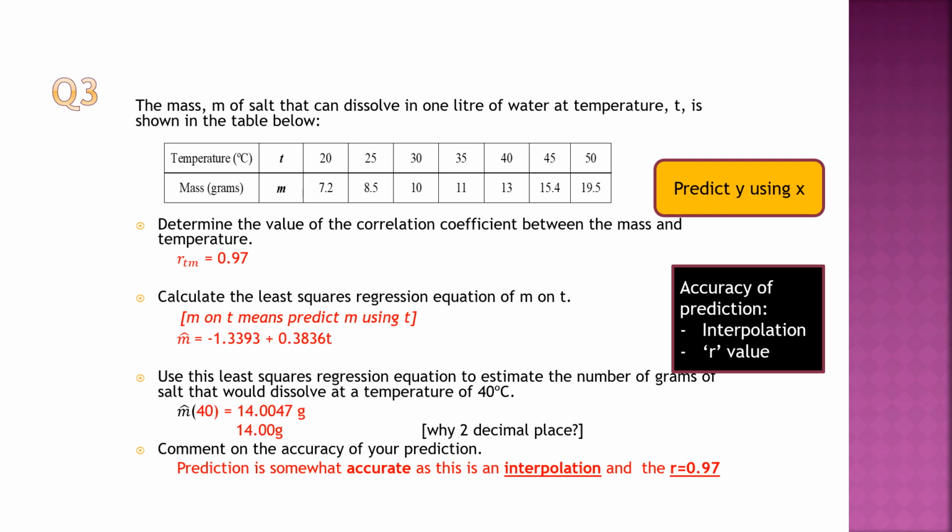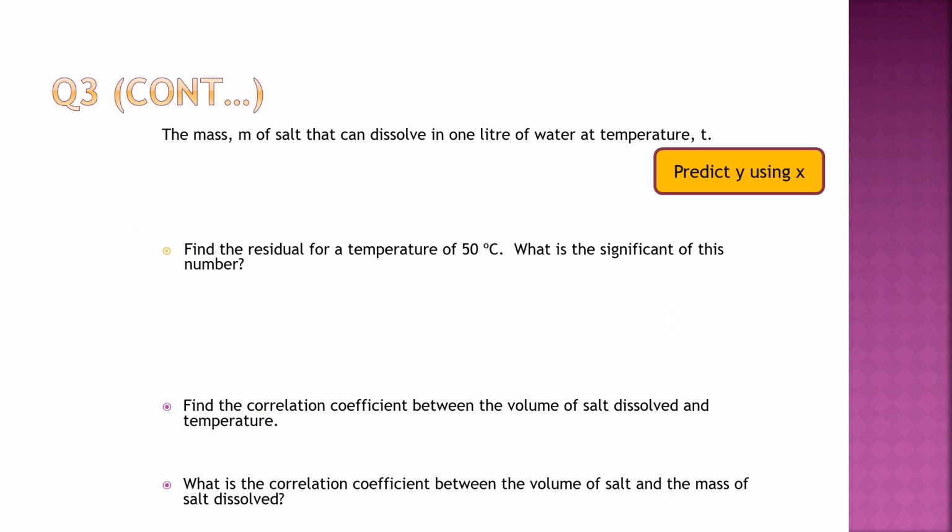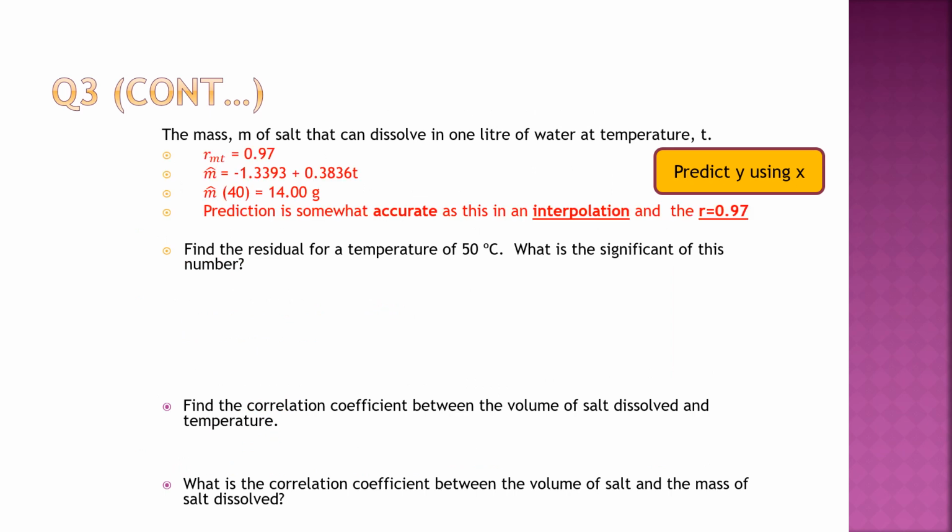All right, you look at whether it's interpolation or extrapolation. Number 1. Number 2, somewhat accurate or not reasonable. Interpolation, somewhat accurate. Extrapolation, not reasonable. In this situation, your temperature is 40 degrees Celsius, which is within the range of T, right? 20 and 50, it is inside them. So it is interpolation. Right. Continuing on. Okay. All right. So we got that.